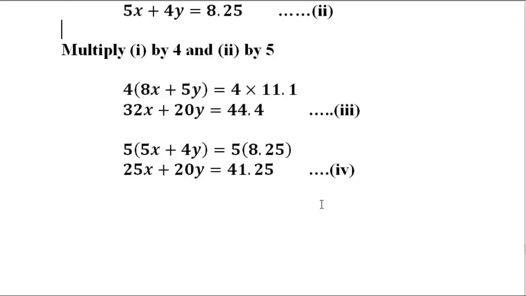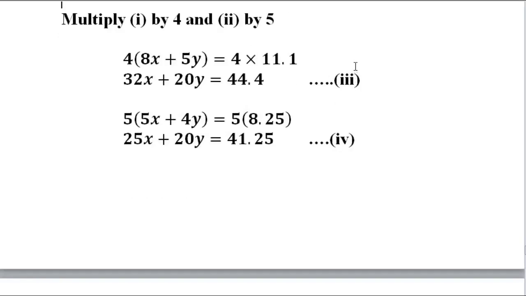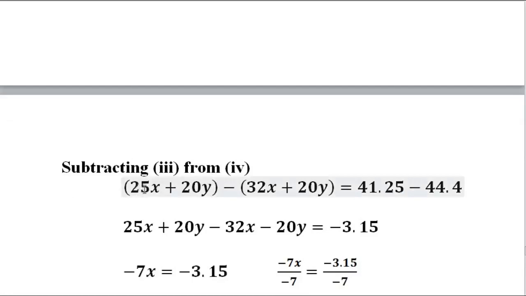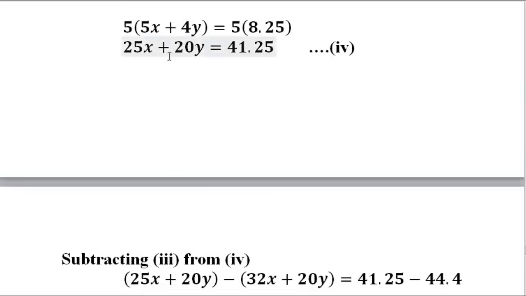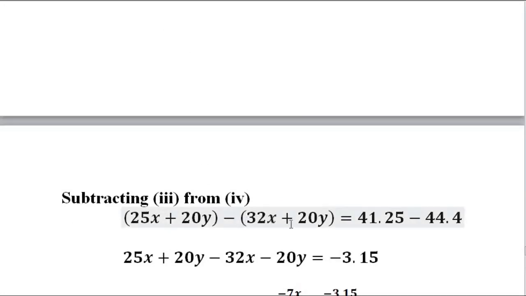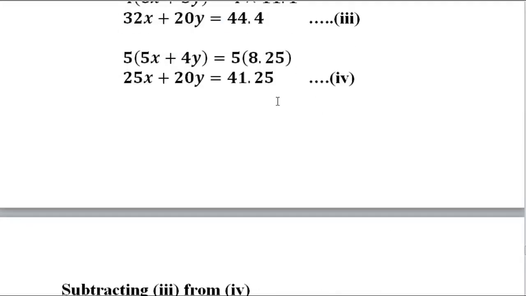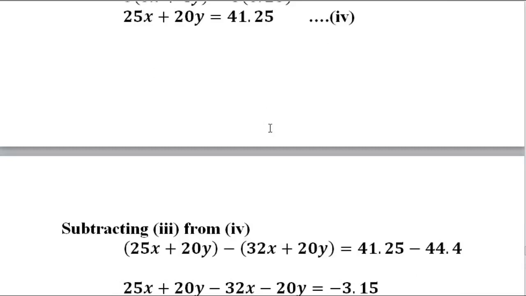Now, I'll subtract equation 3 from equation 4, and we can eliminate the variable y because both equations have the same coefficient of 20 for the variable y. So if we subtract equation 3 from equation 4 to eliminate the variable y, we get 25x plus 20y, which is the left hand side of equation 4, minus 32x plus 20y, which is the left hand side of equation 3. Same as I will subtract their right sides of equation 3 and 4.